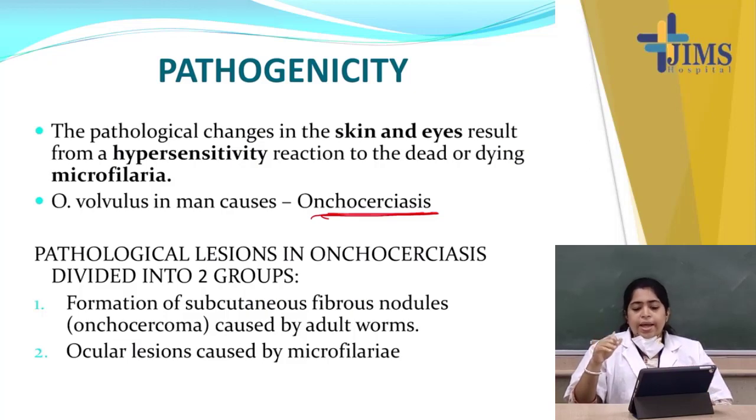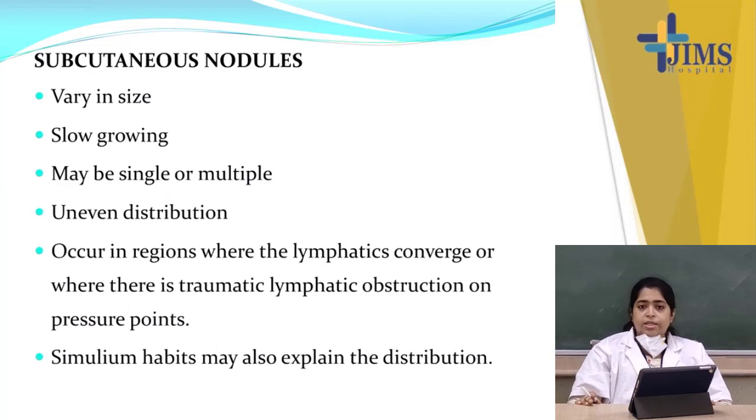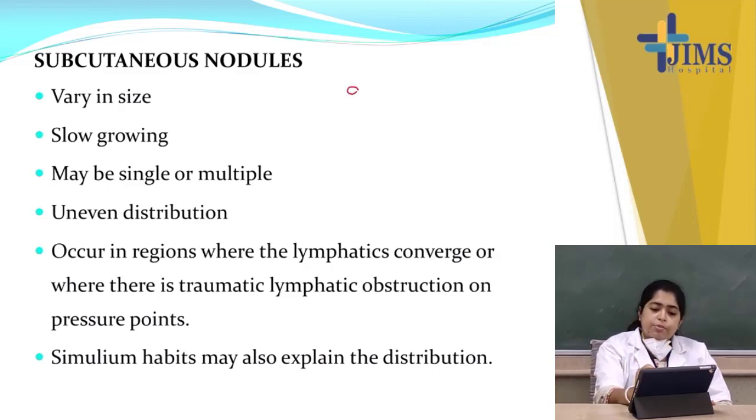So what does the adult worm do? The adult worms form subcutaneous fibrous nodules. And the microfilaria are responsible for the ocular lesions. So first, let us talk about subcutaneous nodules. They will vary in size. They are not of uniform size, some will be small, some will be big.